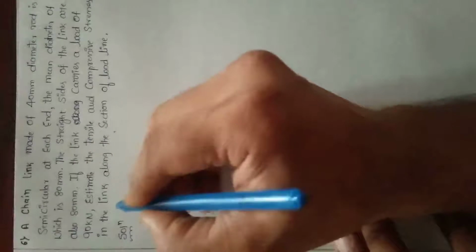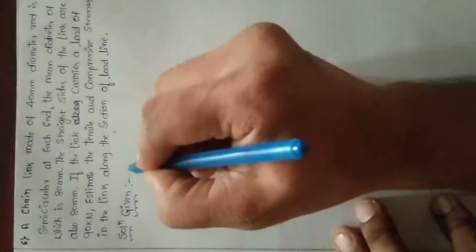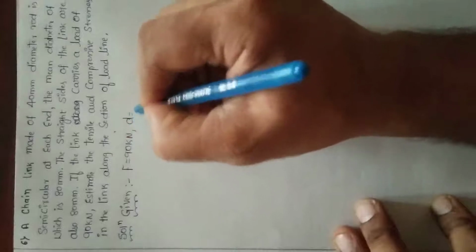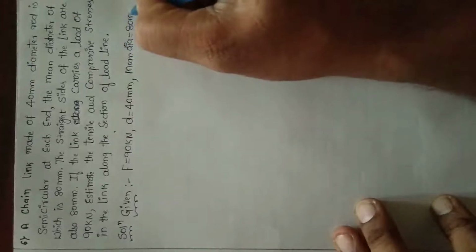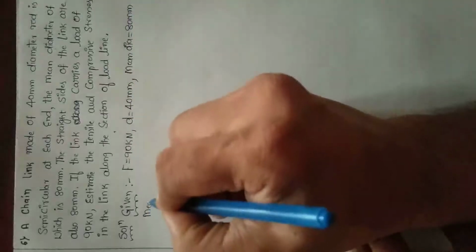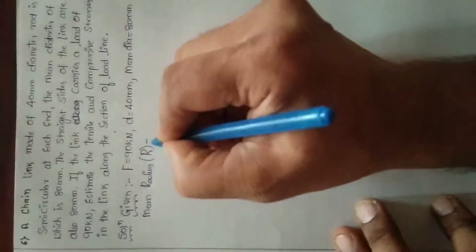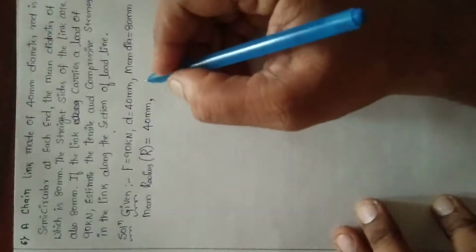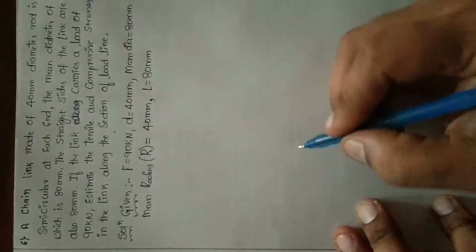First we shall write the given data. Given, F is equal to 90 kilonewton, diameter d is equal to 40 mm. He has given the mean diameter is equal to 80 mm. So what will be the mean radius? Capital R is 40 mm. Mean dia by 2 gives the mean radius. He has also given the length L is equal to 80 mm.